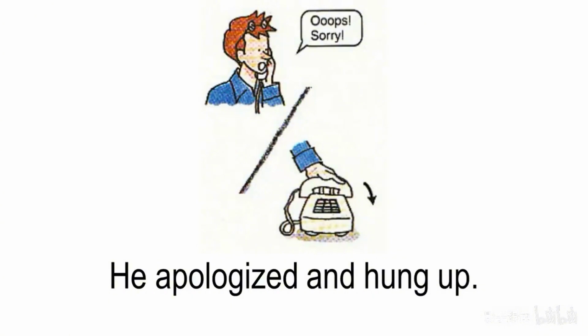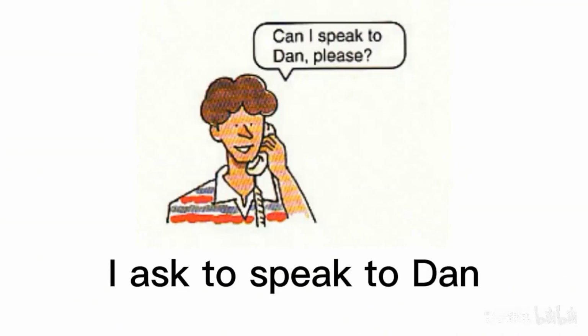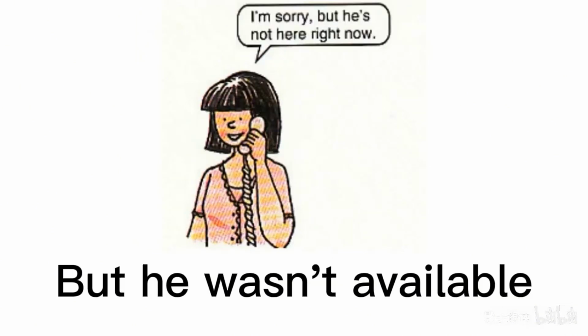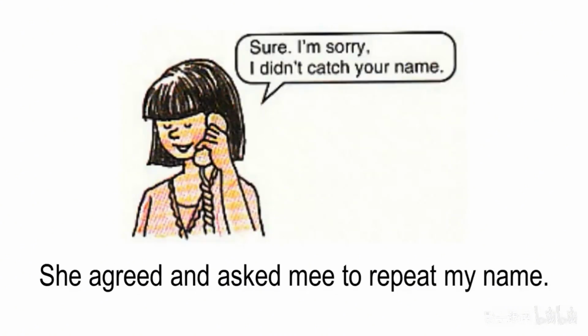Oops, sorry. Daily activities. Lesson 53. I asked to speak to Dan. Can I speak to Dan, please? But he wasn't available. I'm sorry, but he's not here right now. I identified myself and asked her to take a message. This is Alex. I work with Dan. Could you please take a message for him? She agreed and asked me to repeat my name. Sure. I'm sorry, I didn't catch your name.